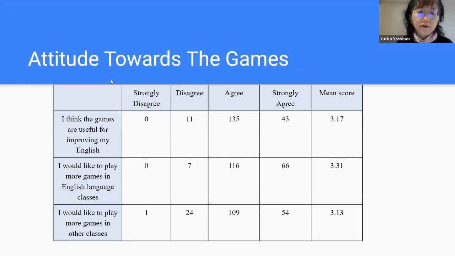Attitude towards the game, slide 2. I think the games are useful for improving my English. Agree, it's a huge majority, and strongly agree. The mean score is very high. And I would like to play more games in English language classes. Again, a huge majority agree and strongly agree. And I would like to play more games in other classes. 109 agree and 54 strongly agree.